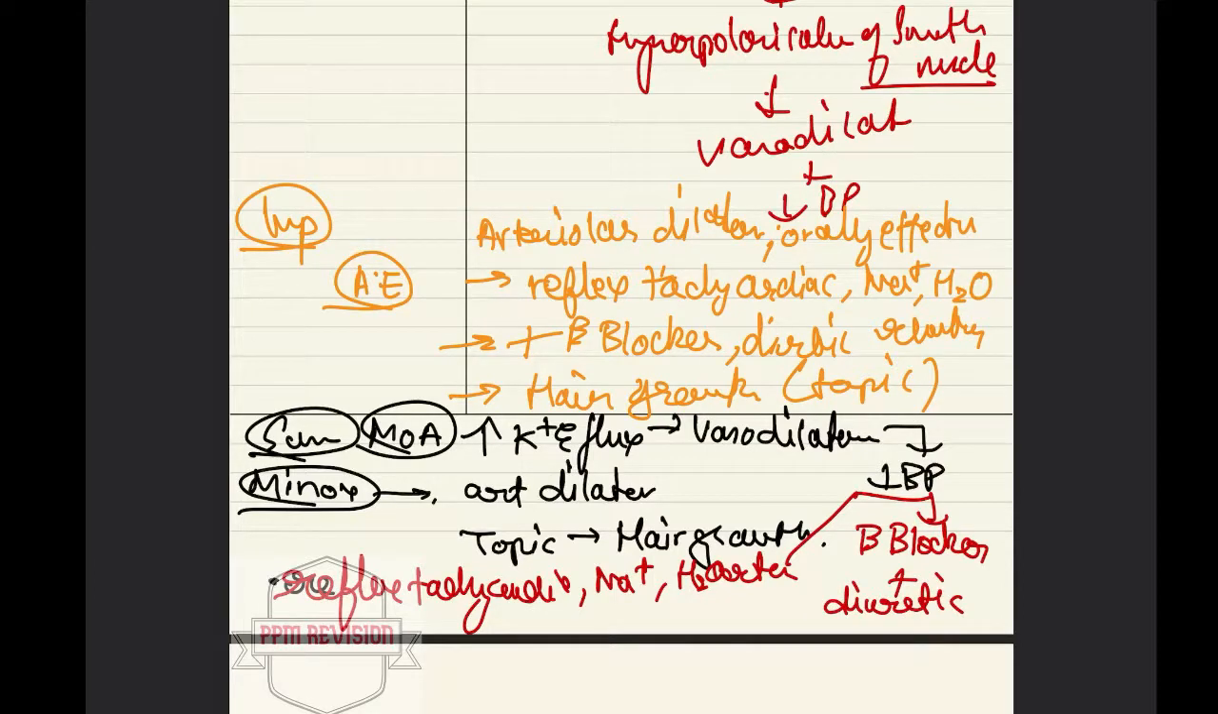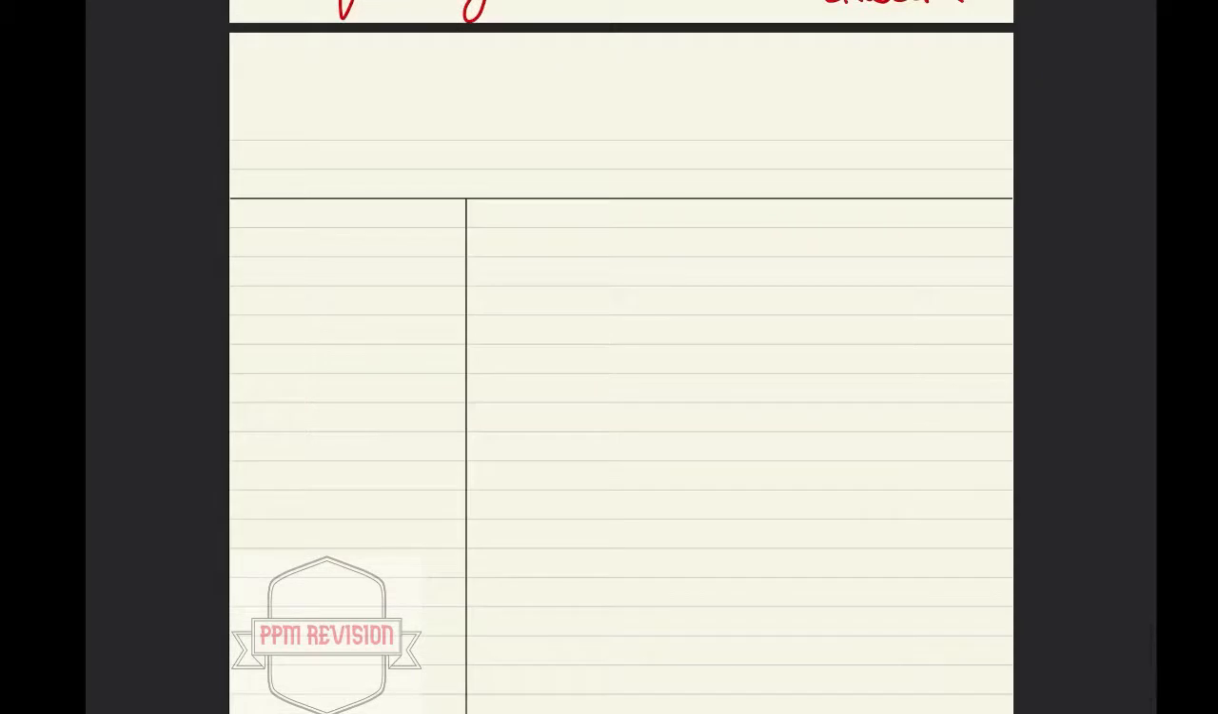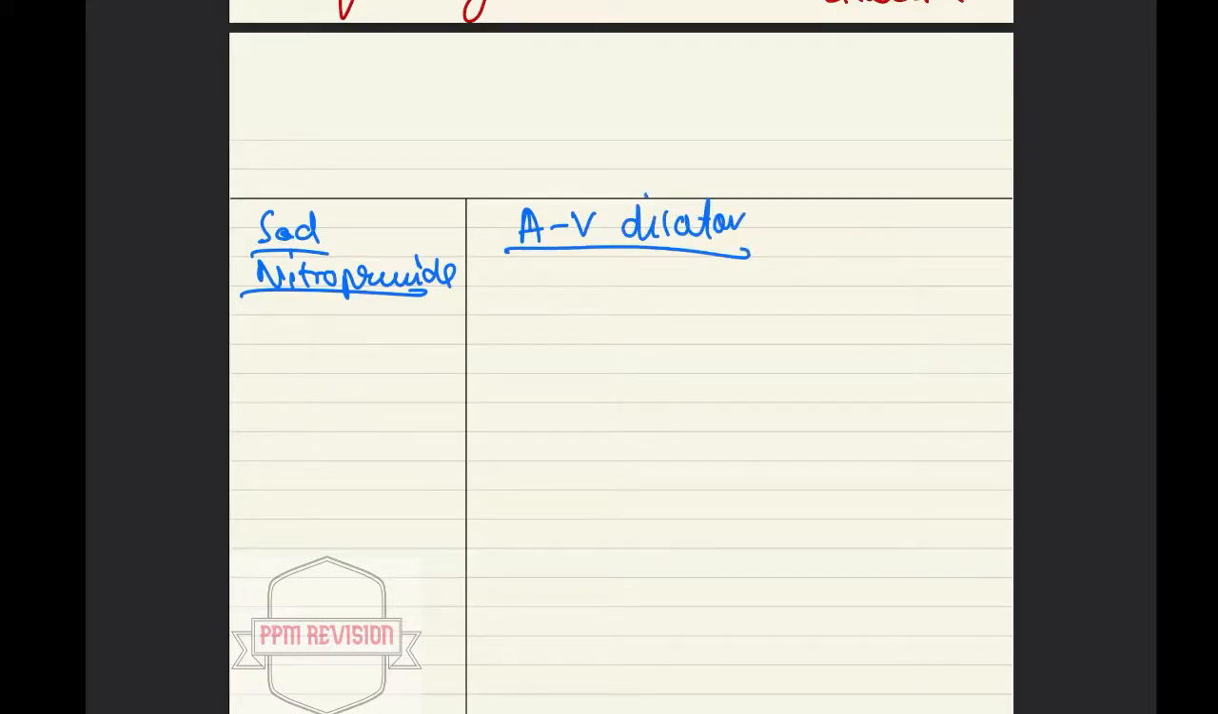Now moving further, we'll be looking at an important topic, that is sodium nitroprusside. Let me change the color. This will be on sodium nitroprusside. Sodium nitroprusside is an arteriolar as well as venodilator. And we'll be looking at the action and the effect of sodium nitroprusside.